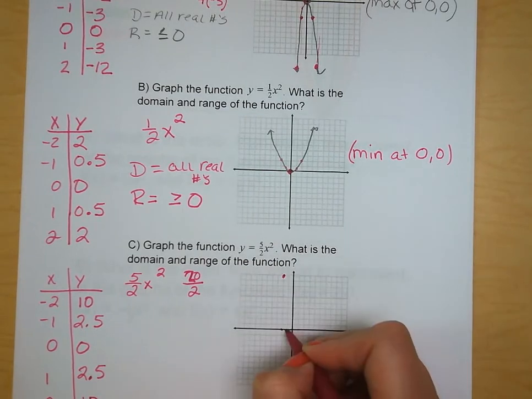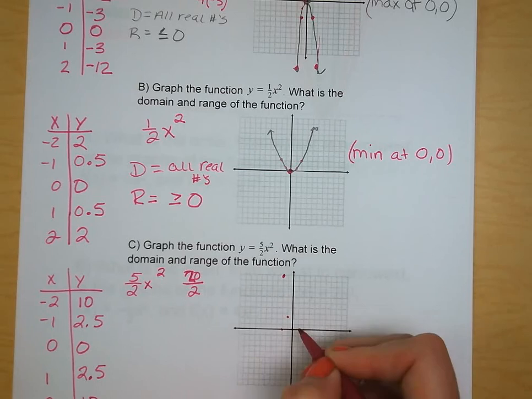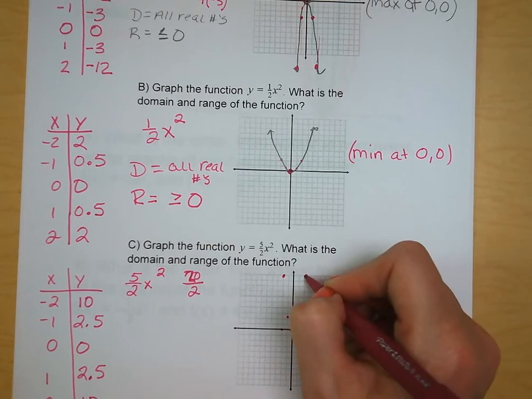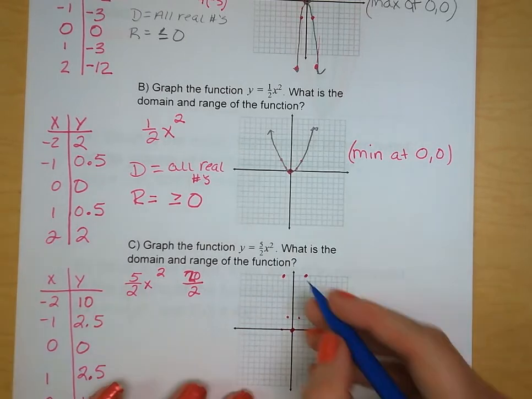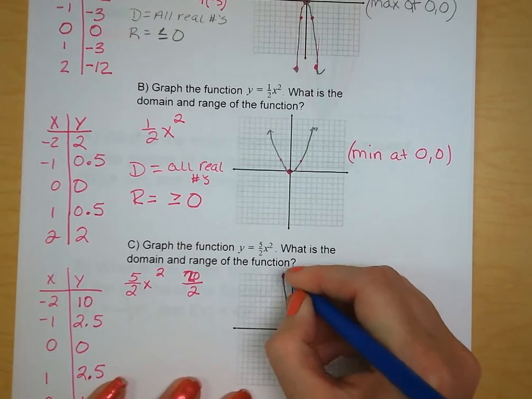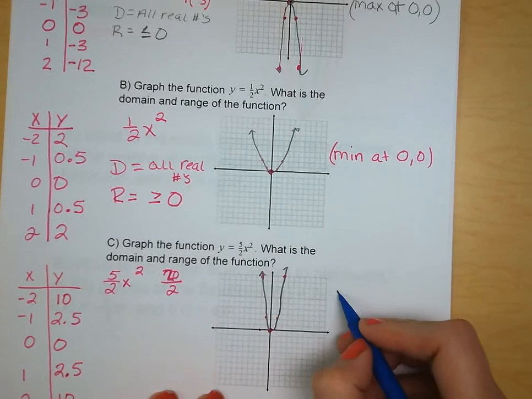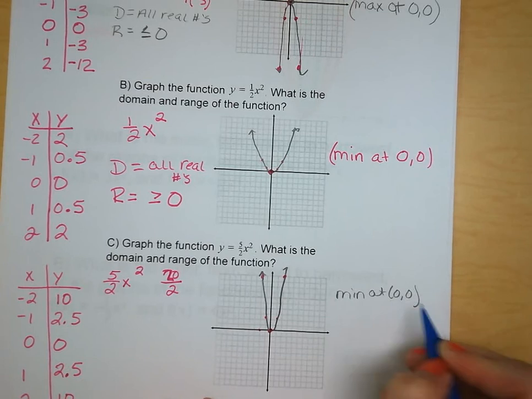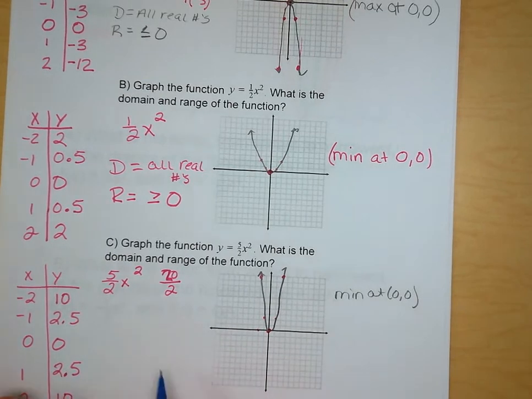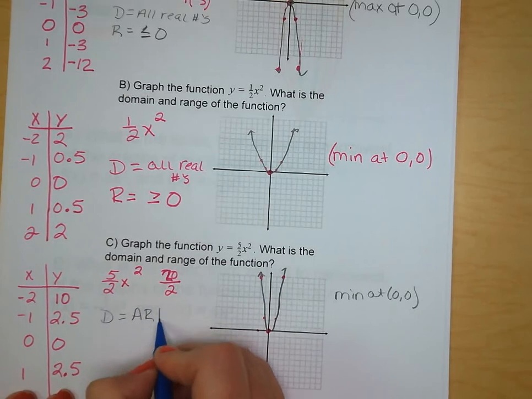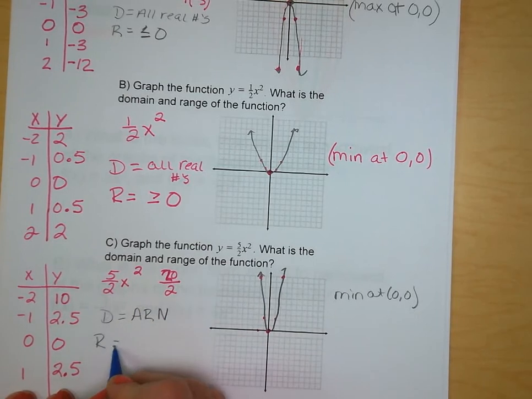So we put our points on our graph: (-2, 10), (-1, 2.5), (0, 0), (1, 2.5), and (2, 10). We have a minimum at (0, 0). So again, our domain is all real numbers, and our range is going to be greater than or equal to 0.